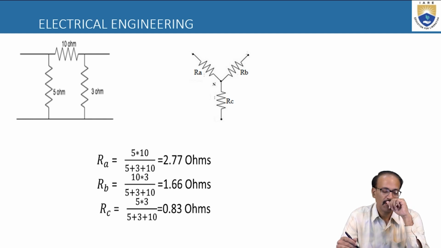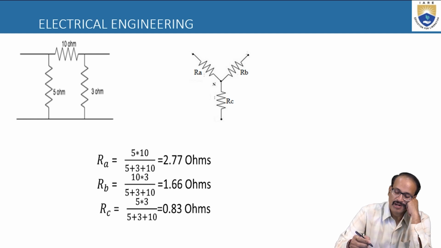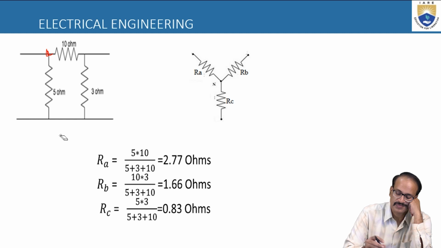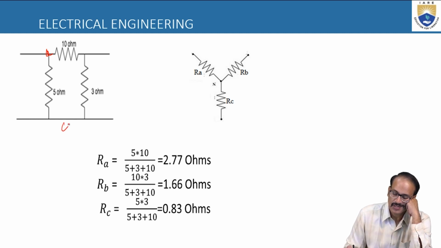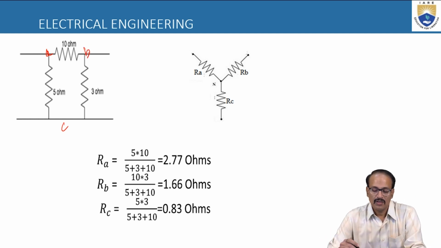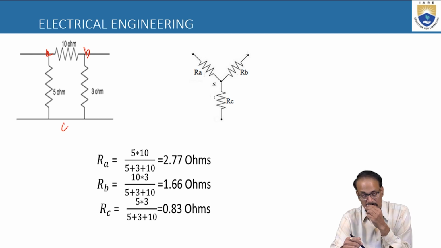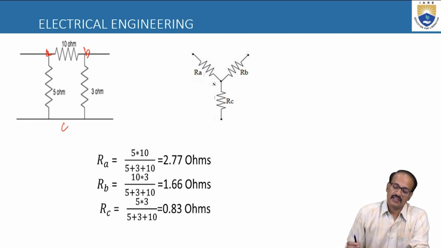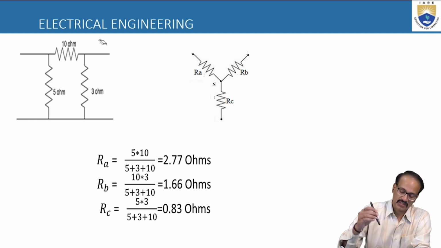So here also again, we have to imagine the points A, B, okay, according to this way, C, and this is the B, A, B, C. So now RA, so 5 into 10 by 5 plus 3 plus 10, if you simplify, you get 2.77, and RB, so 10 into 3 by 5 plus 3 plus 10, and RC, 5 into 3 by 5 plus 3 plus 10. So this is how we are going to convert this delta into star.